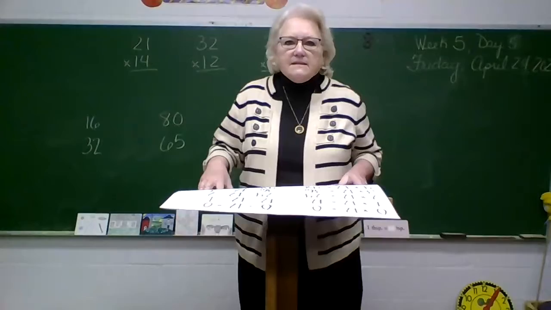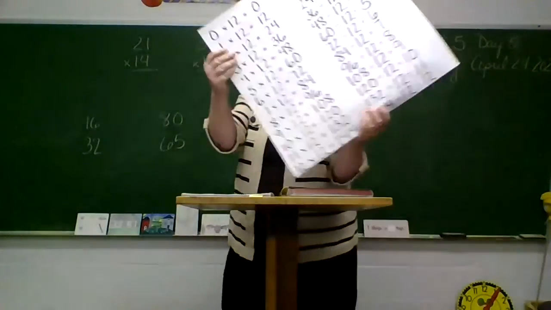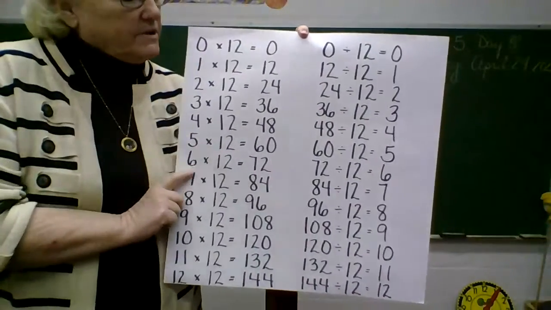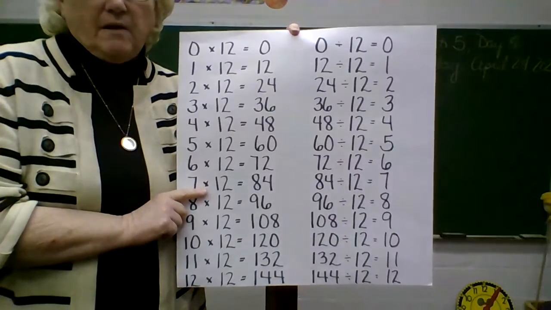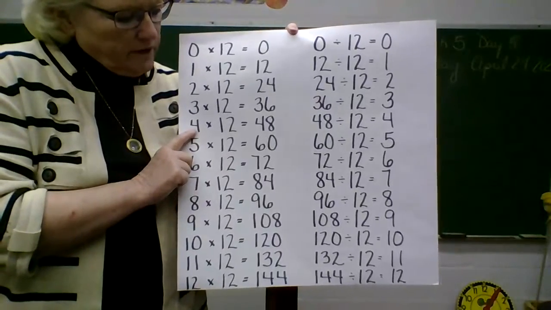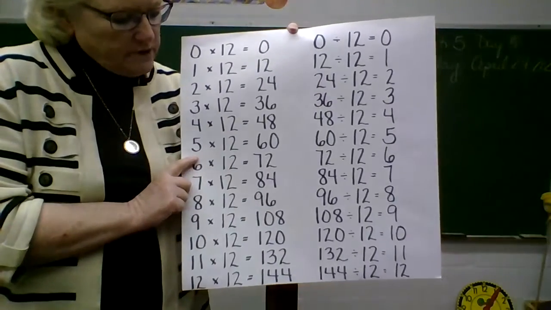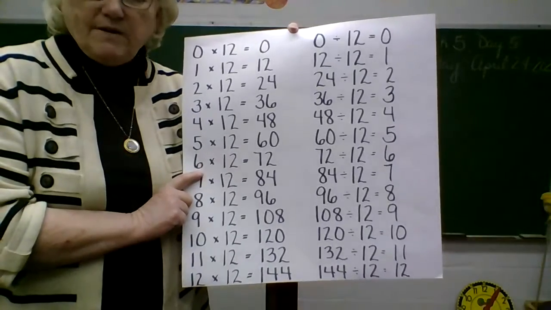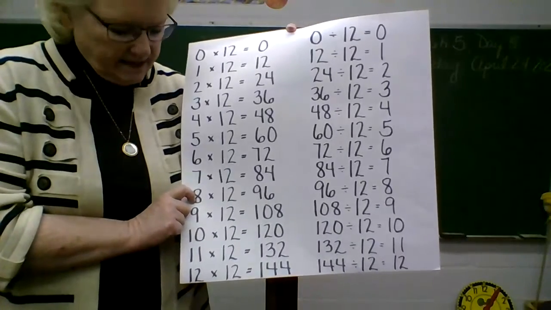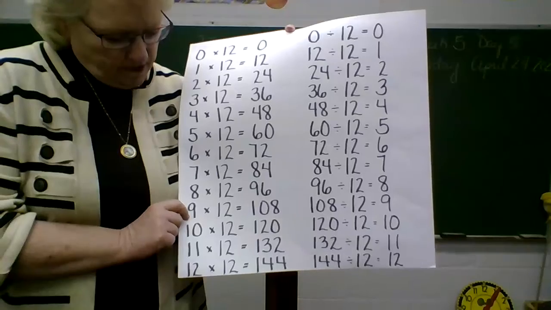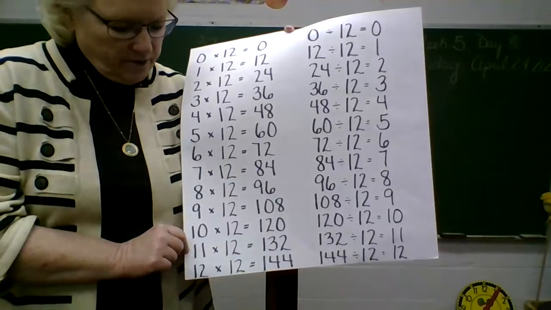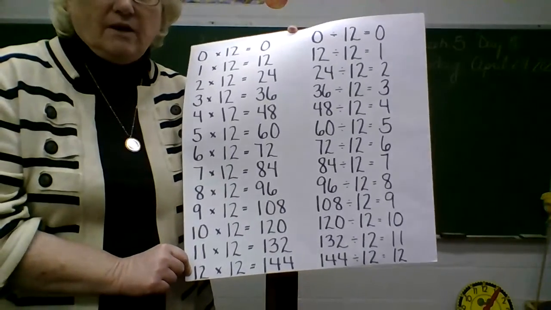Alright, to begin our math lesson today, third grade, we're going to start with our 12 table, the multiplication side. Ready? 0 times 12 equals 0. 1 times 12 equals 12. 2 times 12 equals 24. 3 times 12 equals 36. 4 times 12 equals 48. 5 times 12 equals 60. 6 times 12 equals 72. 7 times 12 equals 84. 8 times 12 equals 96. 9 times 12 equals 108. 10 times 12 equals 120. 11 times 12 equals 132. And 12 times 12 equals 144.